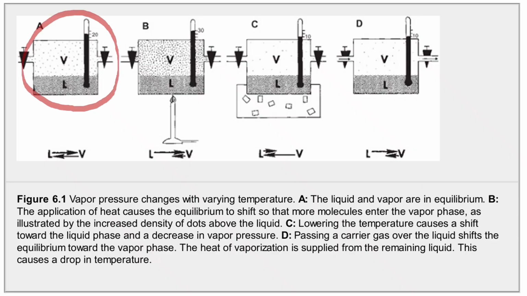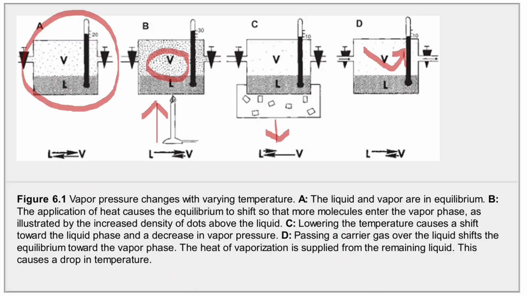In the second figure, we can see that the application of heat causes the equilibrium to shift so that more molecules enter the vapor phase as shown by the increased density of dots above the liquid. Now in the third figure, we can see that lowering the temperature causes a shift towards the liquid phase and a decrease in the vapor pressure. And finally, in the fourth figure, we see that passing a carrier gas over the liquid shifts the equilibrium towards the vapor phase by recruiting more molecules from the liquid. Since the heat that is used comes from the latent heat within the liquid, the temperature of the liquid drops.